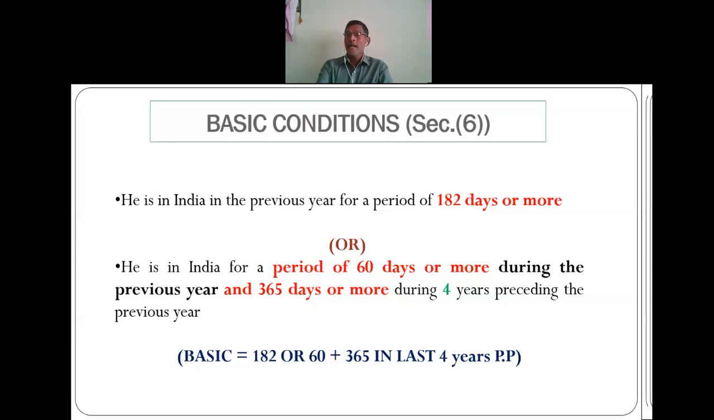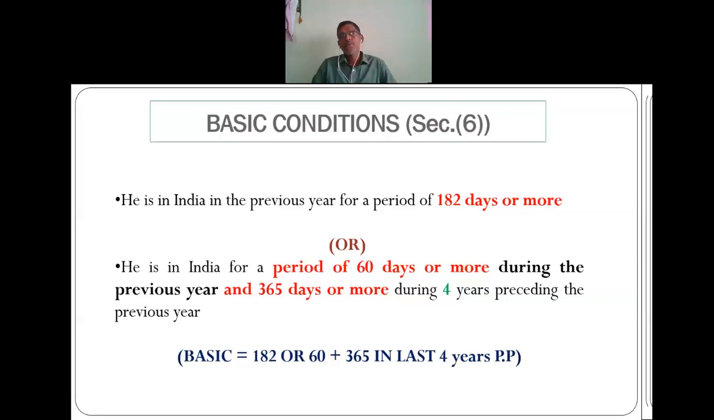He is in India for a period of 60 days in the particular previous year, I stayed only 60 days or more, right? Then during the previous year, and 365 days or more during the 4 years preceding the previous year. Preceding the previous year, that is before 31st March 2019 as far as ours is concerned, right?